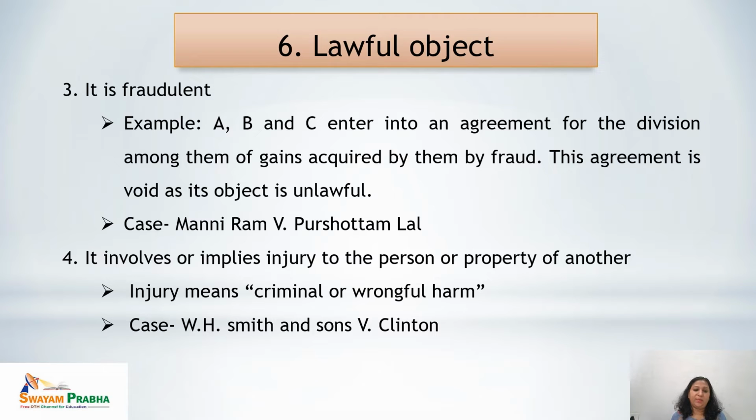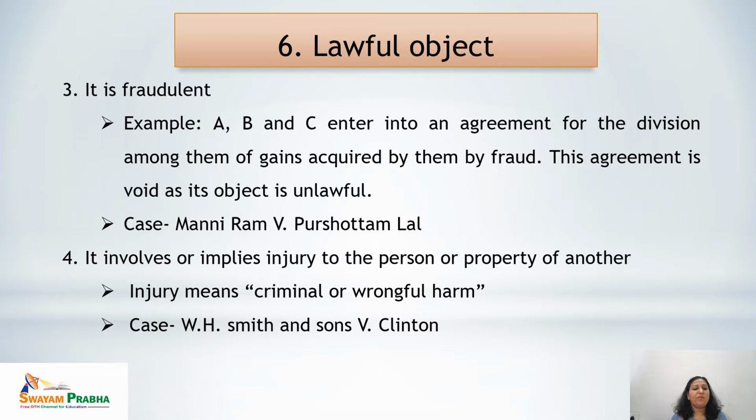a void agreement. Next, fourth point is it involves or implies injuries to the person or property of another. If any contract or agreement involves injury to the person or the property of another, this type of agreement can never be said to be a valid contract. So here injury means doing something criminally or doing some wrongful harm to a person.